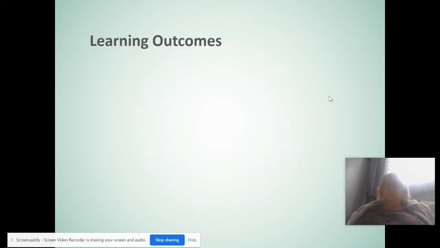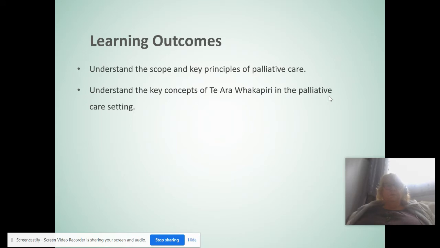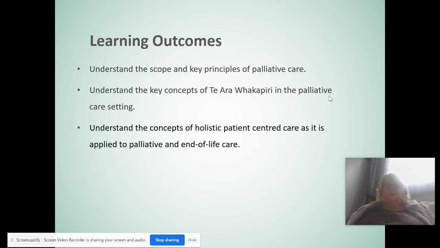The first thing we'll look at is your learning outcomes, and you need to be able to understand the scope and key principles of palliative care, understand the key concepts of te ara whakapiri in the palliative care setting. We'll go through that and I'll explain to you what it is. Understand the concepts of holistic patient centered care as it's applied to palliative and end of life care.